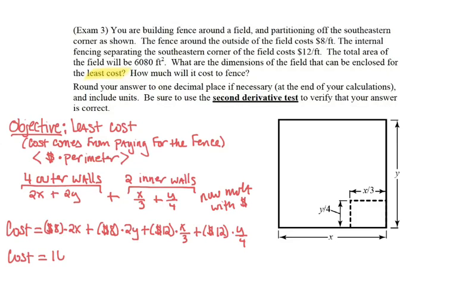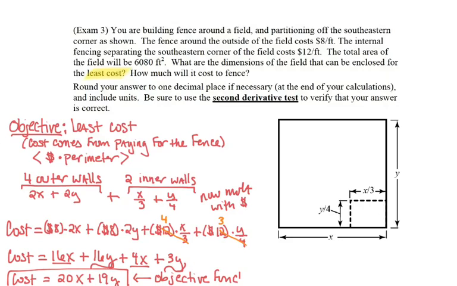Simplifying this algebra, just multiplying really at this point and canceling my fractions, I've got all the costs, but to clean up my objective function, I should combine like terms. So now I have one objective function.